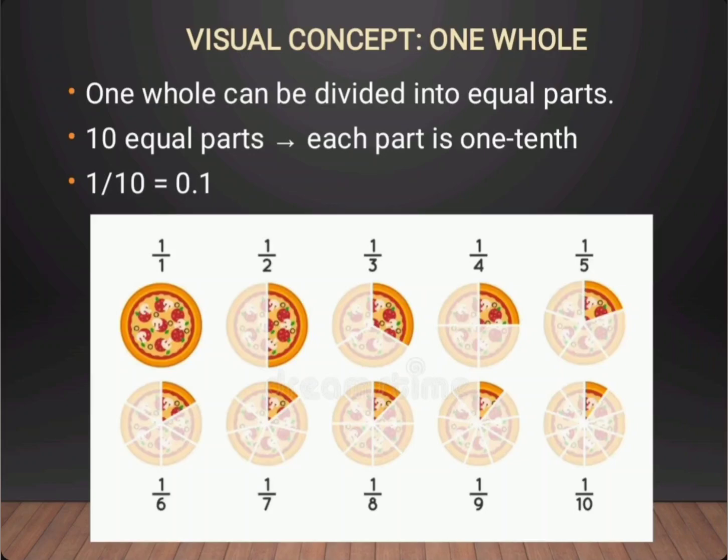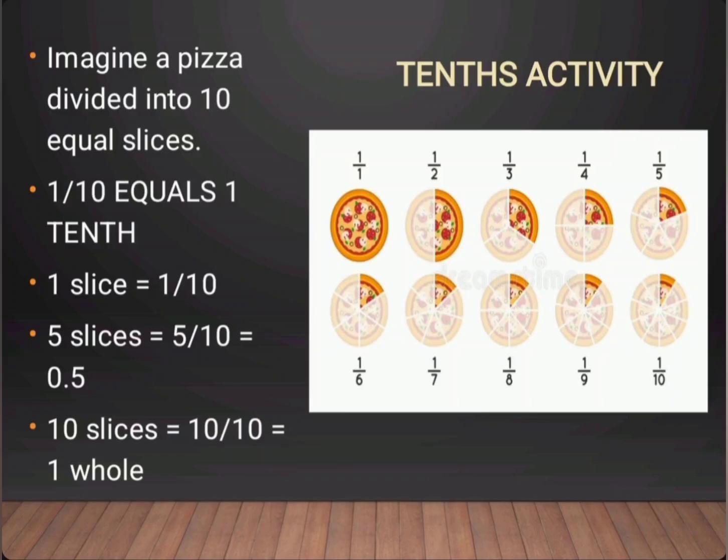It gives a clear visual concept of one whole, how it is divided into parts, leading to the tenth definition, 1/10. One slice is equal to 1/10. Similarly, 5 slices take 5/10, which is 0.5 for the given pizza. We get 10 out of 10 slices, which makes one whole pizza.